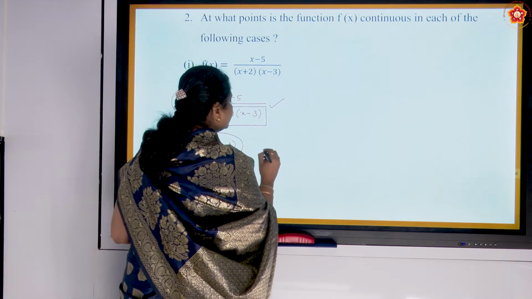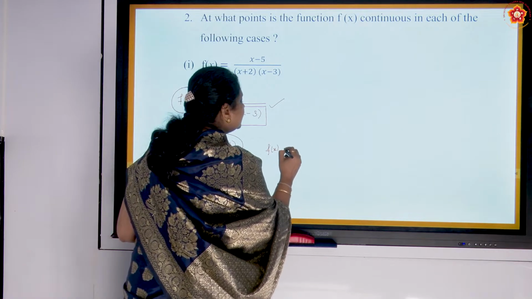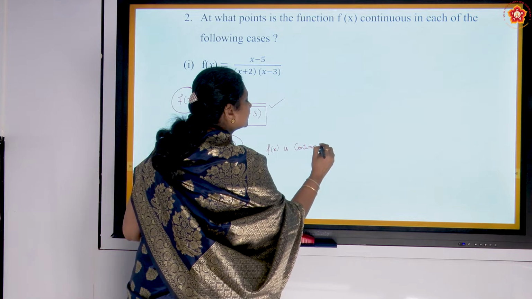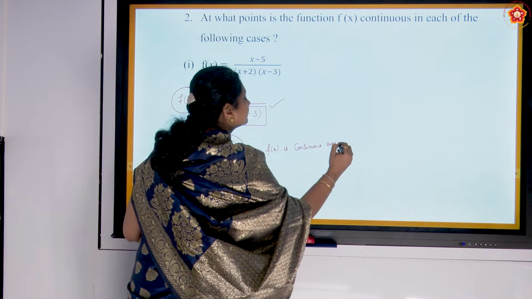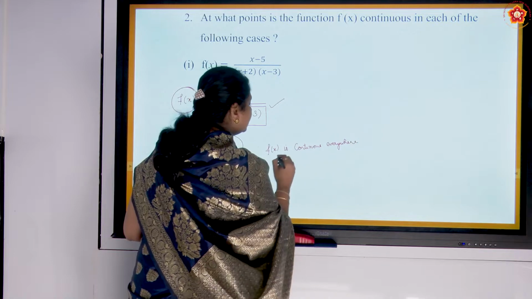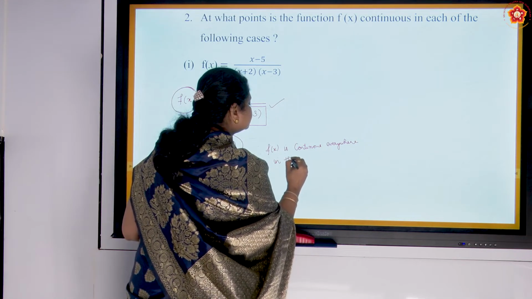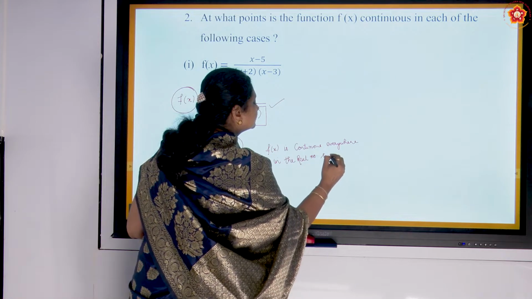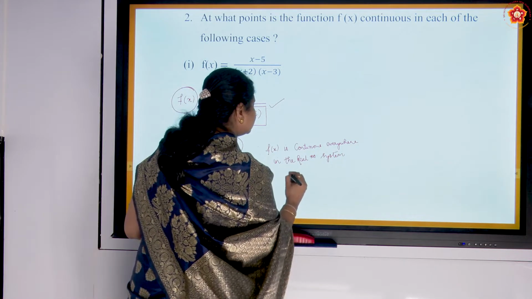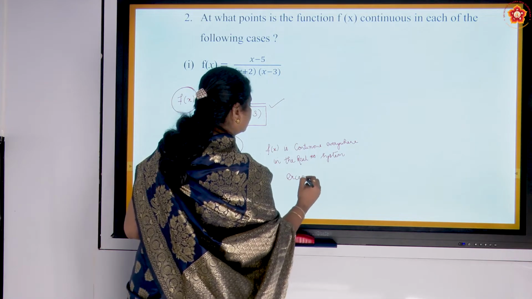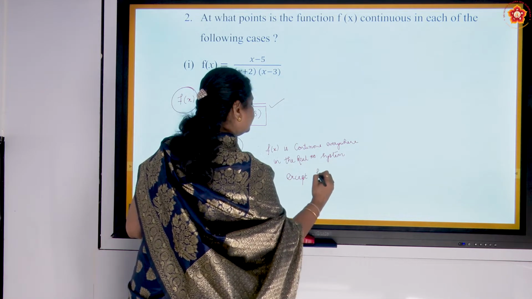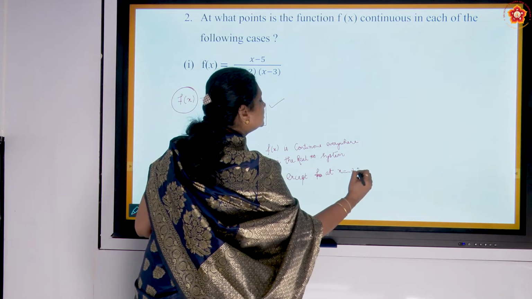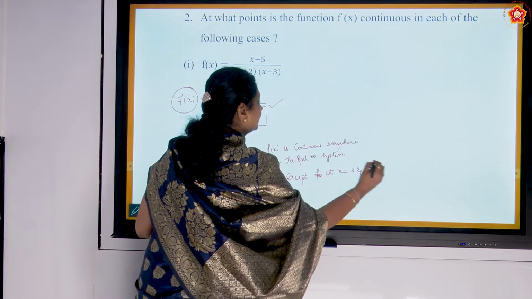So therefore, f of x is continuous everywhere in the real number system except at x is equal to minus 2 and x is equal to 3.